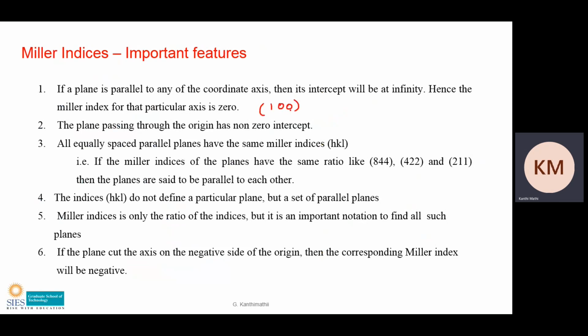When any one of the Miller indices values is 0, that means that the intercept is at infinity. So the plane which I am going to draw has to be parallel to that particular coordinate axis. This is what it means. And a plane passing through the origin has non-zero intercept.